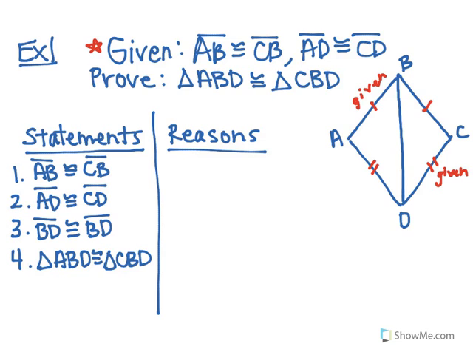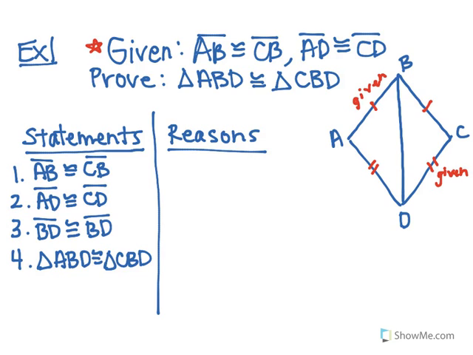As I go in, this one already has the statements written out for you, so you're just having to fill in the reasons. Again, if I want to prove two triangles to be congruent, I have to have three parts of that triangle. So I've got to show all three parts in my proof.